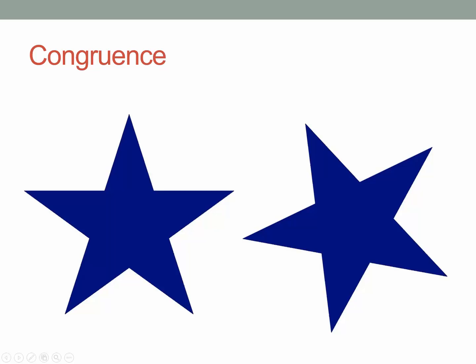These two stars are also congruent. Now here, the rigid motion taking one to another is a bit more than just translation. We've also had to rotate, but you could take the blue star shown on the left and move it over to the right and then rotate it by the correct amount, and it would turn into the blue star on the right. Again, the stars are the same size and the same shape. They are congruent.